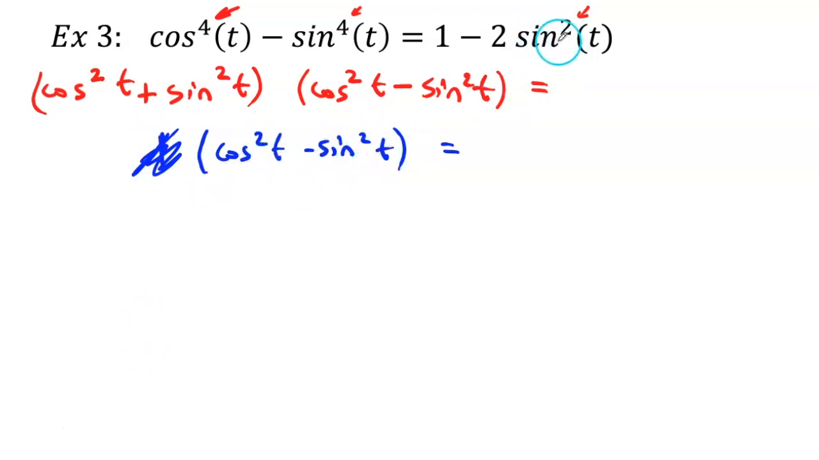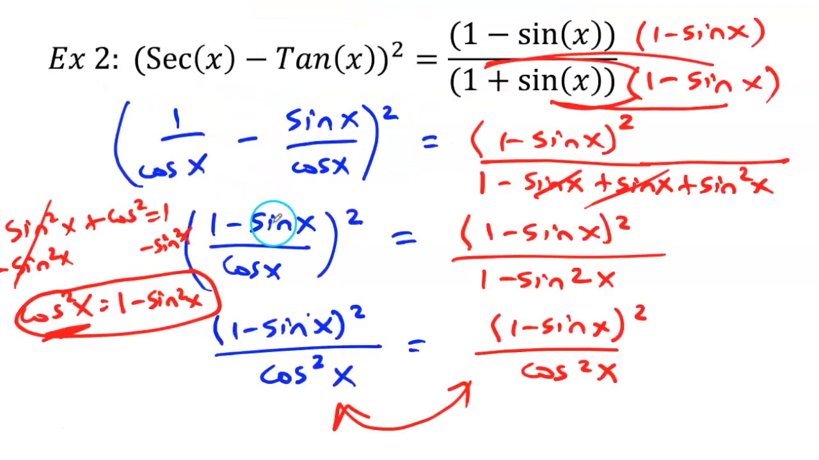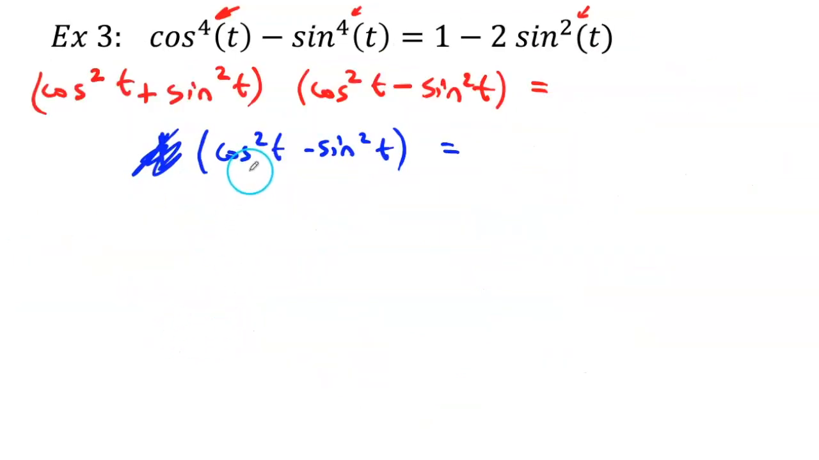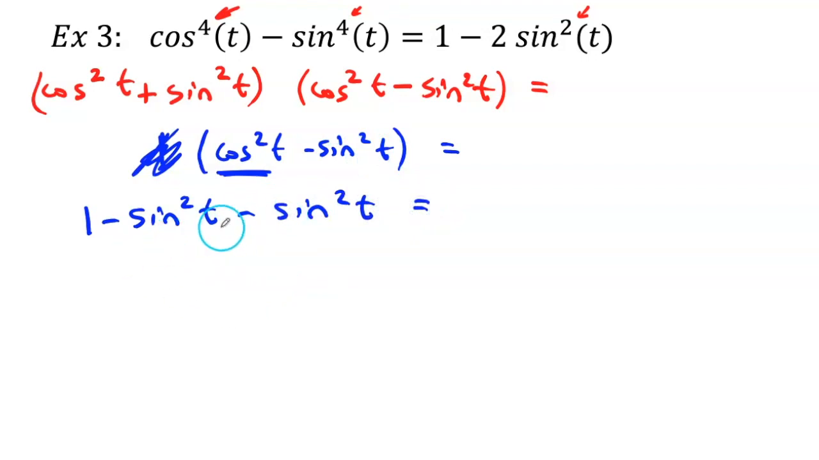What about now? Cosine square minus sine square. I have sine square, but I don't have cosine square. So that means I have to get rid of this cosine. We can use the previous identity. Remember the previous identity? Cosine square equals 1 minus sine square. So let's use that. Cosine square is the same as 1 minus sine square of t. And I just replace this. And I bring down minus sine square of t. And now I have sines, which is what I wanted.